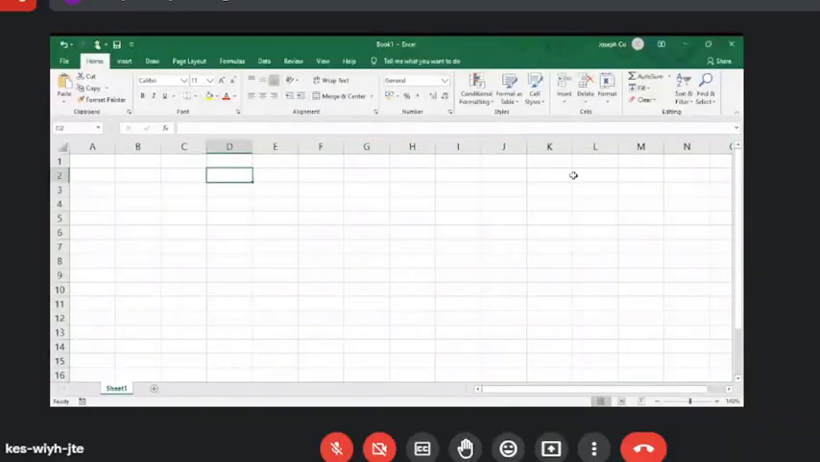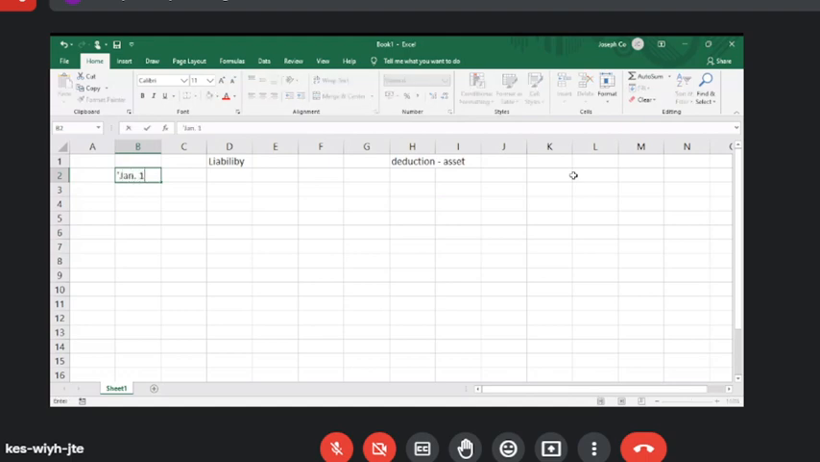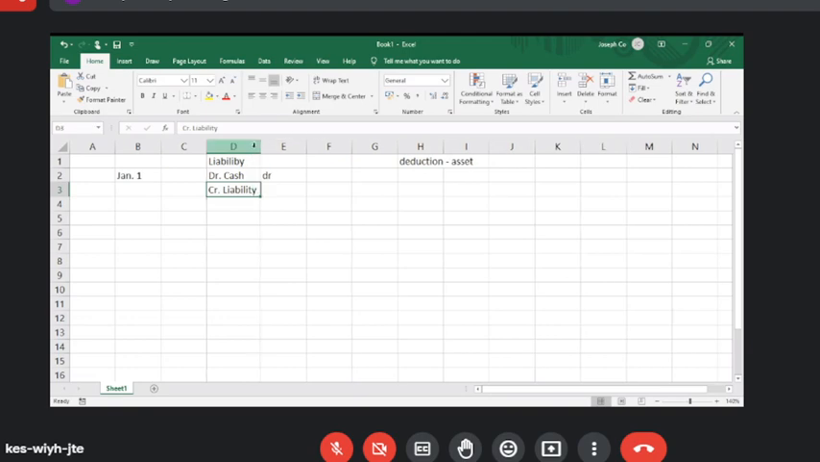Okay. Dalawang approach po doon sa government grant. Pwede siya i-record as a liability, presentation, or deduction sa asset. Okay, kunyari lang ha, January 1, naka-receive ka ng grant. Debit cash, credit liability. $1,000.